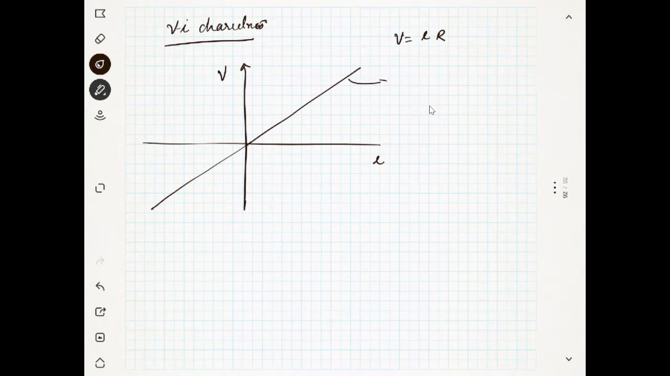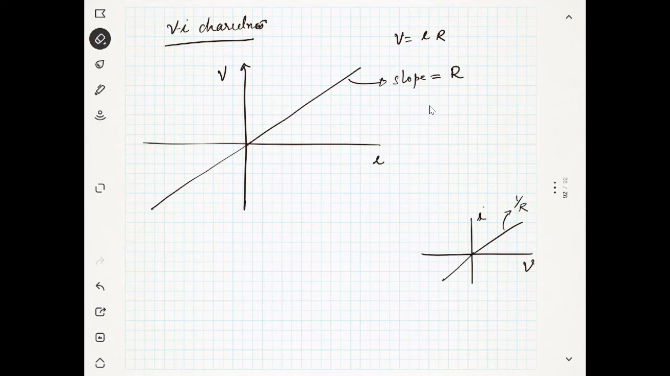And the slope of this line is equal to, how much will the slope be? R. Yes, the slope will be R. But if I draw voltage on one axis and current on the other, in another way, the slope will be 1 over R. This is another way. Now you can see the quadrants. This is the first quadrant, this is the second quadrant, this is the third quadrant, this is the fourth quadrant.